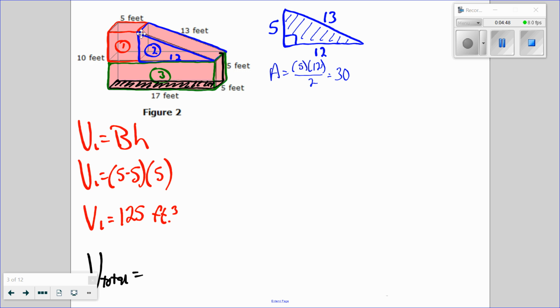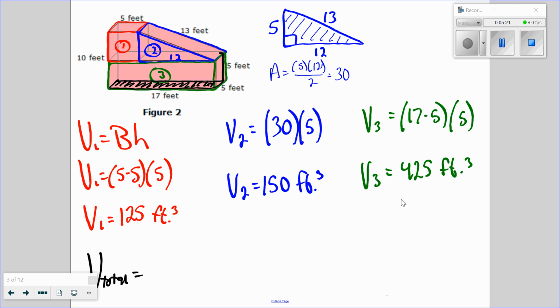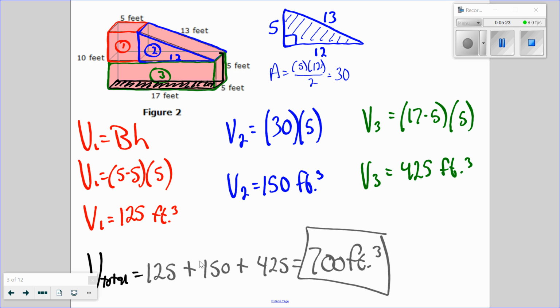The height of the triangle matches the height of the cube, the edge of the cube, so that's 5. Do Pythagorean theorem, and I can get the area of the base of the triangular prism portion. And then for volume, it's area of the base times the height. So the area of the base is the 30 from the area of the triangle. And the height is technically considered like the thickness, the distance between the two triangular bases, which is 5. And then the third portion is just that rectangular prism at the bottom, and then we add them all up.